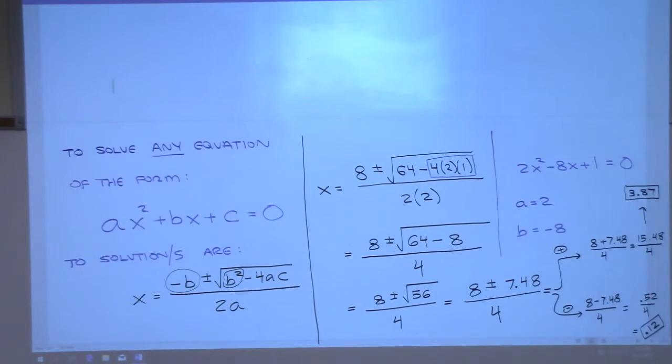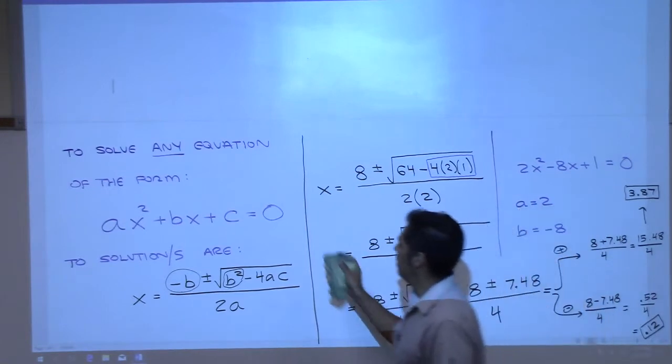So that means that if I plug in 3.87 right here and work it out, I should get 0. Now, it'll be approximately 0 because we rounded, but if I plug in 0.12, that'll work also. You all good?